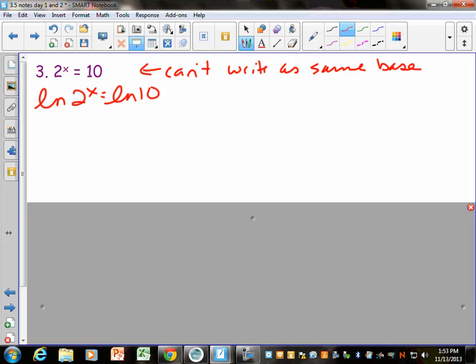And why do I want to do that again? Because now, can I use that property where I bring that out front, and I write that as x times ln of 2 equals ln of 10?